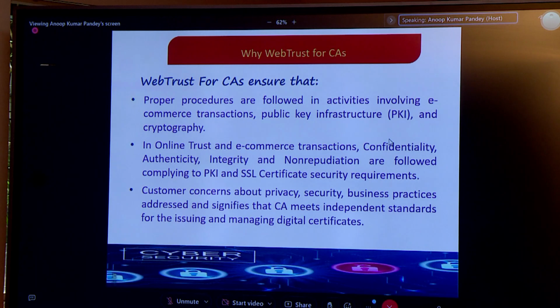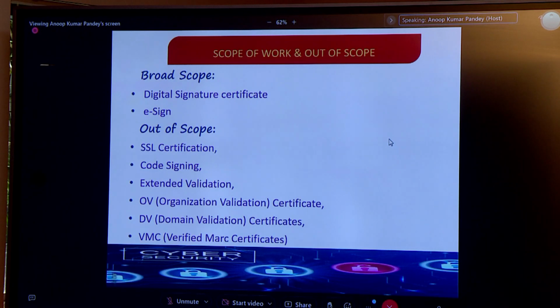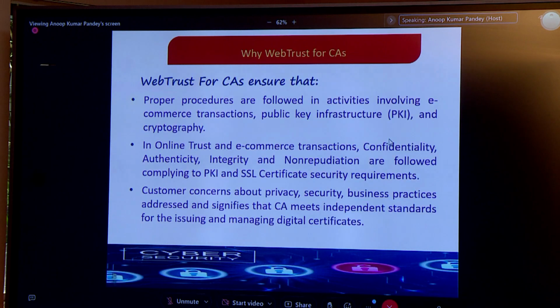Next one. Again, proper procedures are followed for public key infrastructure, cryptography, online trust and e-commerce transactions. Confidentiality, authenticity, integrity, and non-repudiation are followed, complying with PKI and SSL certificate security requirements. Customer concerns about privacy, security, and business practices are addressed, and this signifies that the CA meets independent standards for issuing and managing certificates.